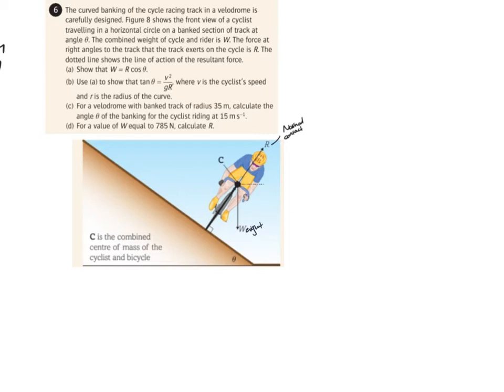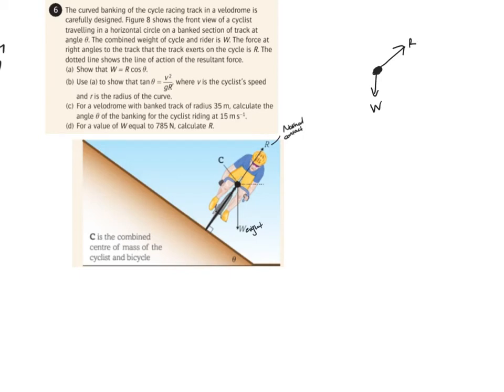In some questions that won't be given to you. So in other words, you might be shown the cyclist but not given the forces. So you have to identify that the force is always towards the center. The normal contact force at the banked surface is in the same direction, perpendicular to the surface of a person or an object. And it's asking you to show that weight is equal to R cos theta.